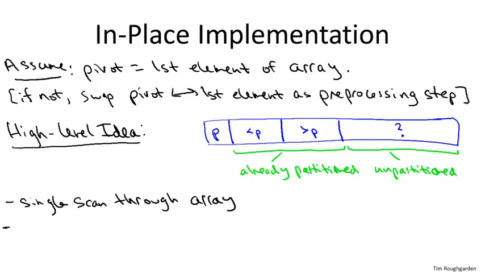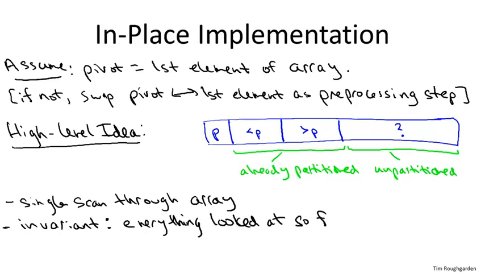So summarizing, we do a single scan through the input array. And the trick will be to maintain the following invariant throughout the linear scan. Basically, everything we've looked at in the input array is partitioned. Everything less than the pivot comes before everything bigger than the pivot. And we want to maintain that invariant, doing only constant work and no additional storage with each step of our key for loop, each step of our linear scan.